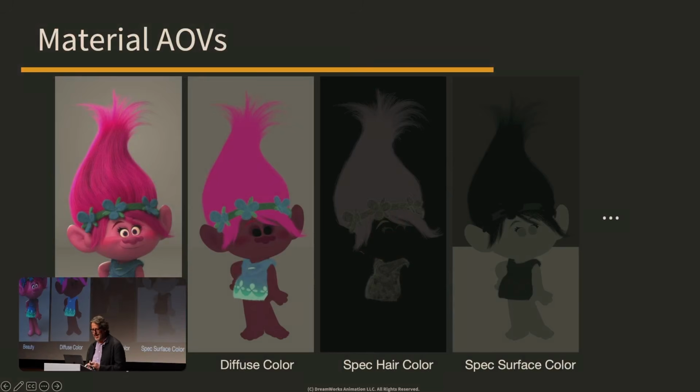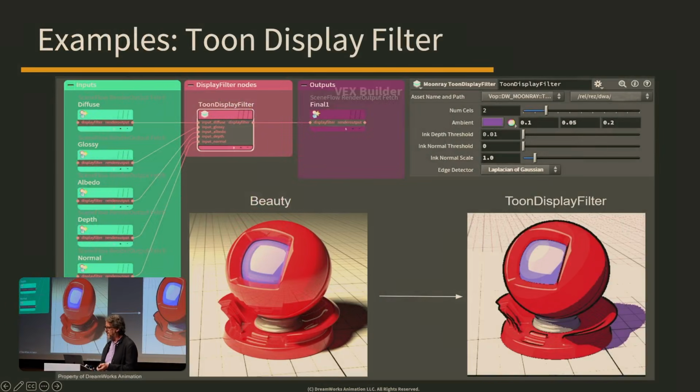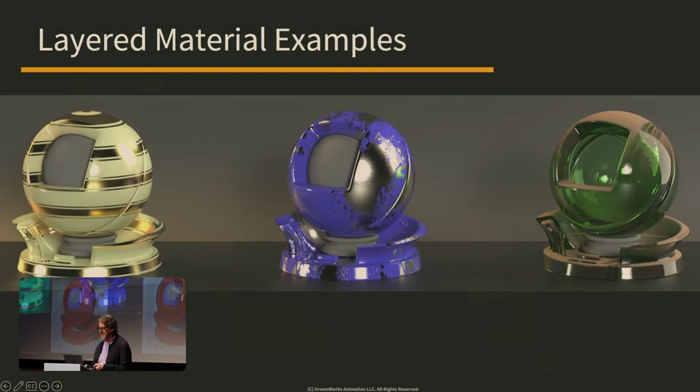AOVs, or arbitrary output variables, allow direct visualization of key material properties to discover anomalies or inconsistencies across characters and environments in order to ensure that we have well-behaved materials before the full production lighting phase begins. We can use these light path expressions in AOVs as layers to input into pluggable display filters that take those shader outputs and do operations like cartoony post-processing and more. We can art direct many different looks and styles with MoonRay. In this slide, I like the dust on a translucent ball there, so that's why I put it in there.